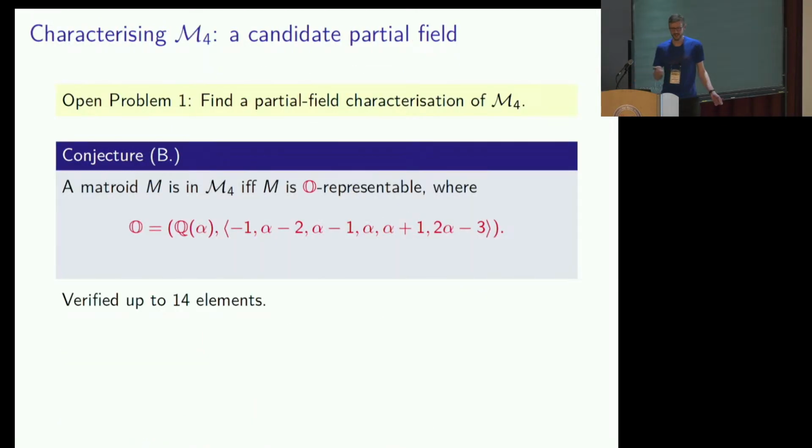Okay, so my conjecture for now is that this is the partial field that characterizes representability over all fields of size at least 4. Yeah, question?